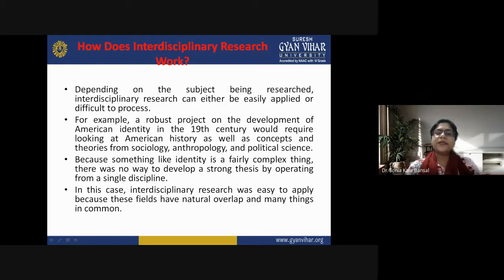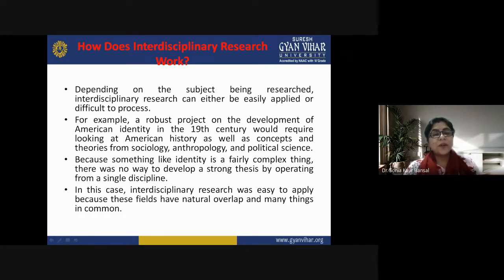Now students, let's have a look at the concept of how interdisciplinary research works. How does it happen when you are doing the research? First of all, it depends on the subject being researched and what subject you have chosen. Interdisciplinary research can either be easily applied or difficult to process. Both things can be possible. It depends on the nature of your subject.